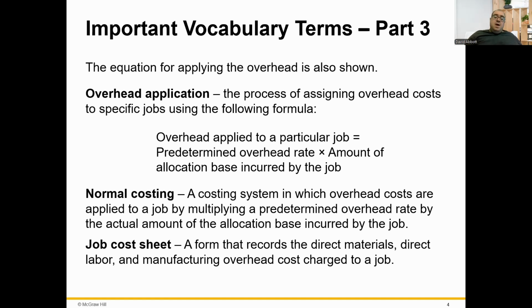And then a job cost sheet, and we looked at this last week in the last chapter, is a form that records the direct materials, direct labor, and manufacturing overhead costs charged to each job. It's either a paper form that gets filled out. It could be something, as we showed you, that's filled out on the computer, but it is a sheet that records all of the direct materials, direct labor, and manufacturing overhead that went into that specific job.